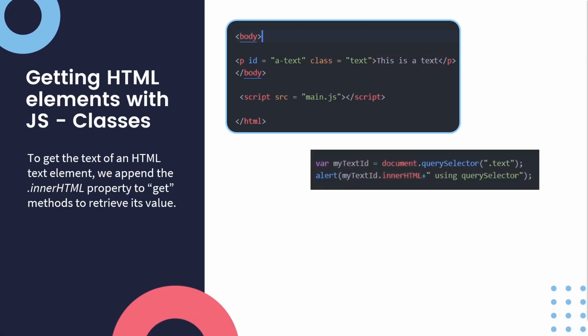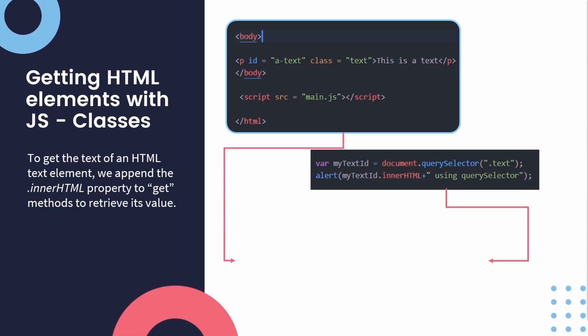Okay, now let's have a look at our JS code. We create a variable first of all called myTextID, which equals document.querySelector. Now take note here, the parameter that we are passing in is actually a string value that says .text. If you remember correctly, in CSS, when we reference any class, we reference it using a full stop, whatever the name is of that class.